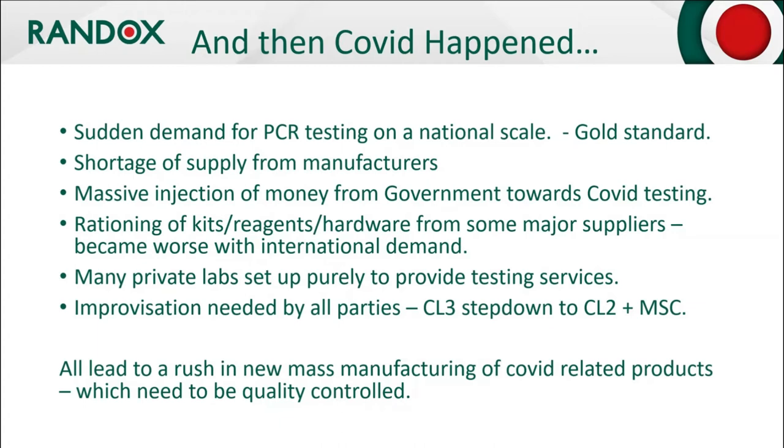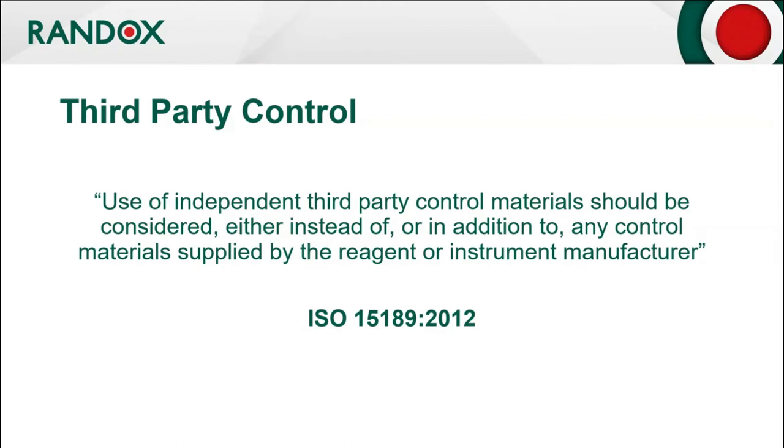This resulted in the rationing of kits and the high demand of testing nationwide and internationally. Many private labs were set up purely to provide testing services, and improvisation was needed by all parties. For example, the CL3 step down to CL2 for COVID. All this led to a rush in new manufacturing of COVID-related products, which needed to be quality controlled. Use of independent third-party control materials should be considered either instead of or in addition to any control materials supplied by the reagent or instrument manufacturer.